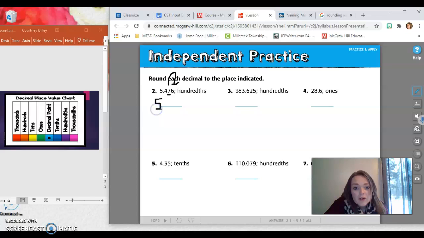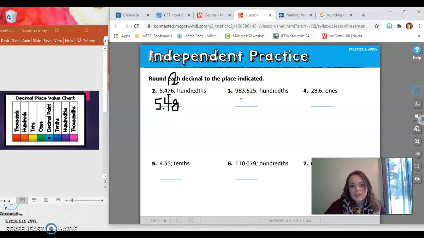Because remember, all of this stays the same except for the place value that we are changing. So we have 4 staying the same. Then we have 7. We're going to bump it up. So if we bump up 7, it becomes an 8. So my answer is 5 decimal 48 hundredths. Nice work. Let's look at number 3.